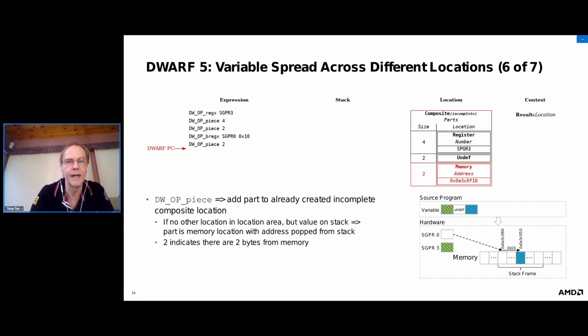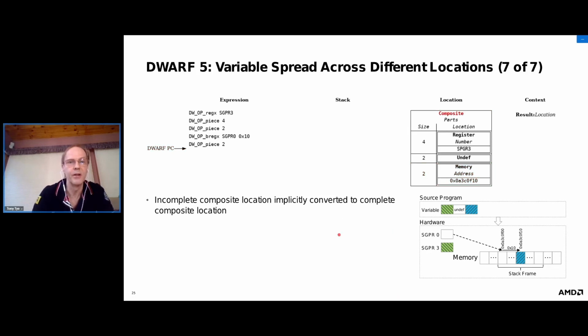So then we need to add that to our composite, and then again, DWARF says that I want a location, I've got nothing in the location area, there's a value on the stack, and it's going to interpret that as using it as the memory address of that location. So now we've got our composite, we've got all the three parts of it. So then the last thing we do, we're at the end of the expression, so that now makes that composite complete.